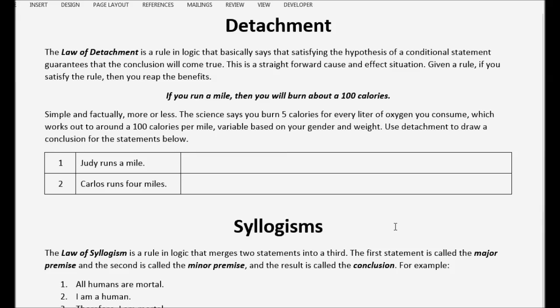Alright, so take this conditional statement. If you run a mile, then you will burn about 100 calories. This is actually scientifically accurate, roughly. It varies from gender to gender and body mass and whatever, but basically, if you run a mile, you're going to burn about 100 calories. So if I then say something like Judy runs a mile, that has a significance. She's going to burn 100 calories. It's going to happen. So you can make that new statement. And again, we'll go through these too when we look at the solutions document.